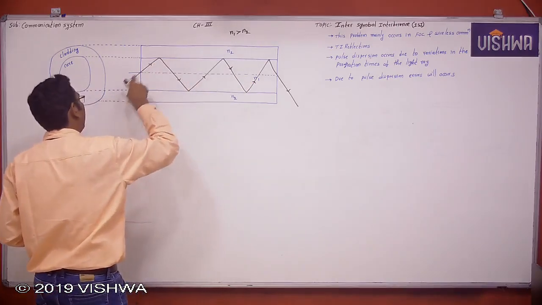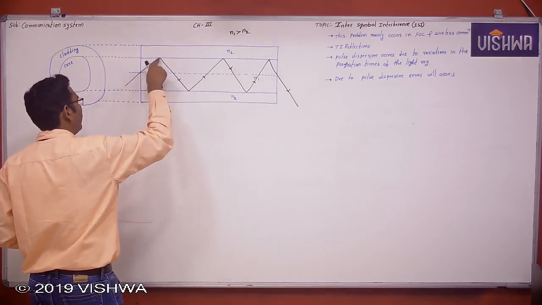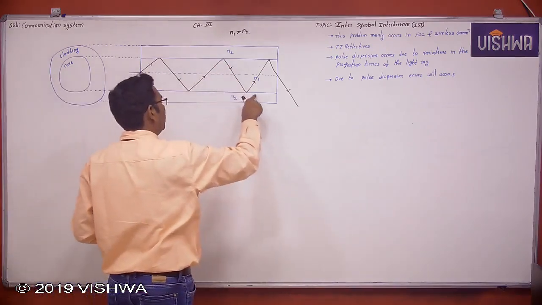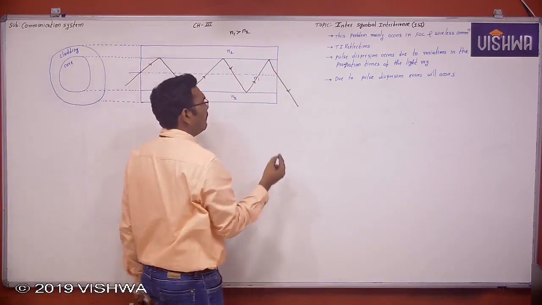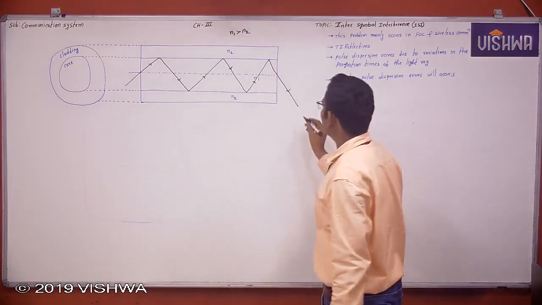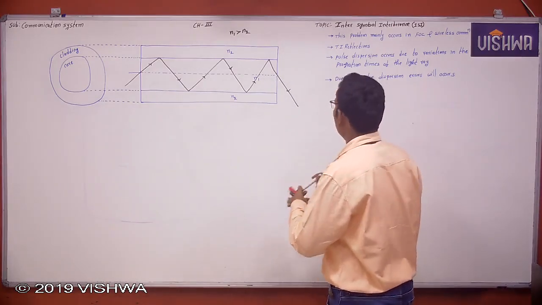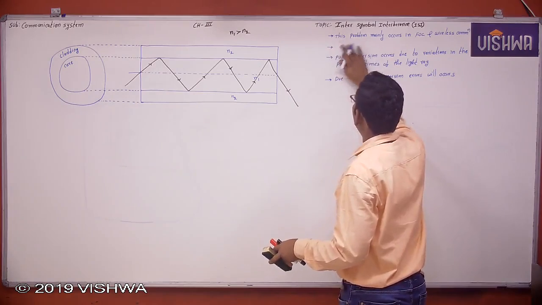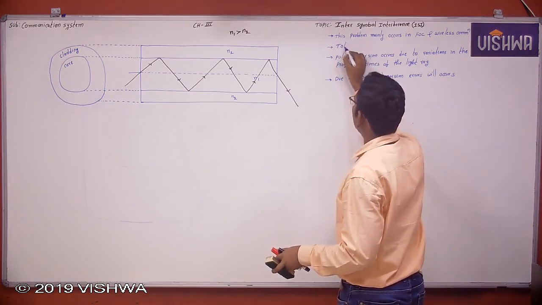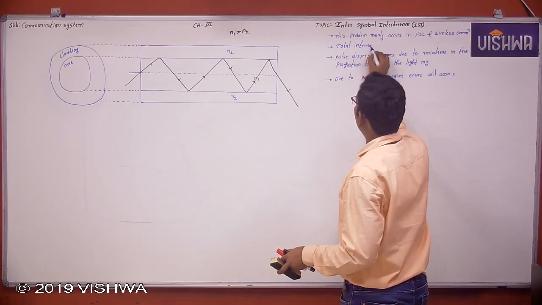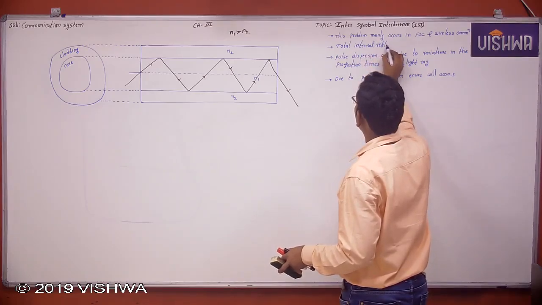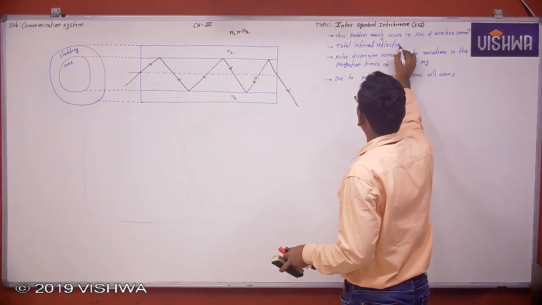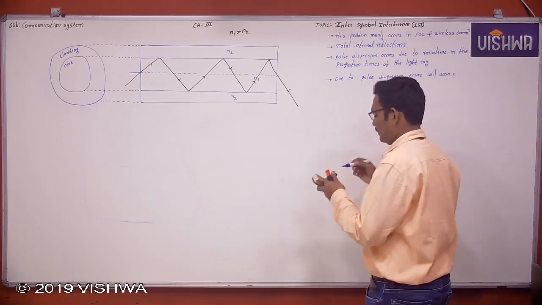So the light ray, the information in the form of light ray, is propagating through the core material by a mechanism called total internal reflection. This mechanism is called total internal reflection.